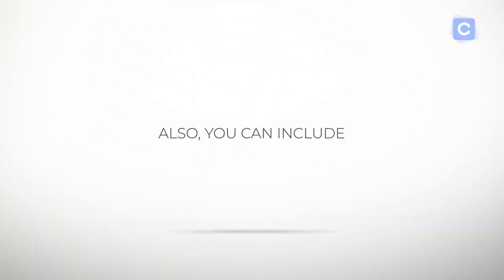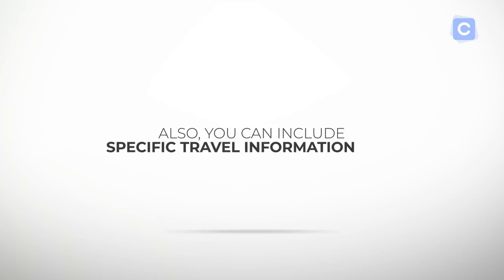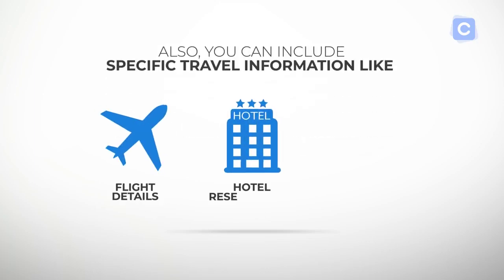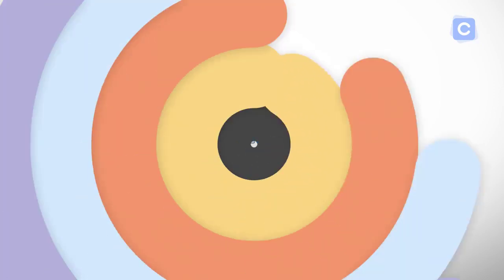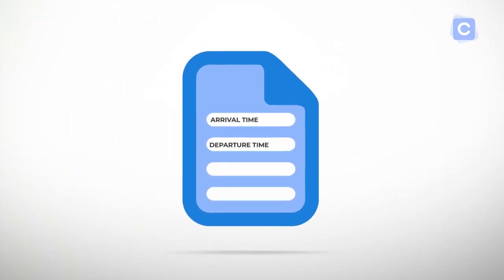Also, you can include specific travel information like flight details, hotel reservations, and additional travel-related events that have details that are unique to that action. This includes arrival and departure times, flight and seat numbers, and reservation numbers. Again, you can determine what information you want to make public or private about these events.